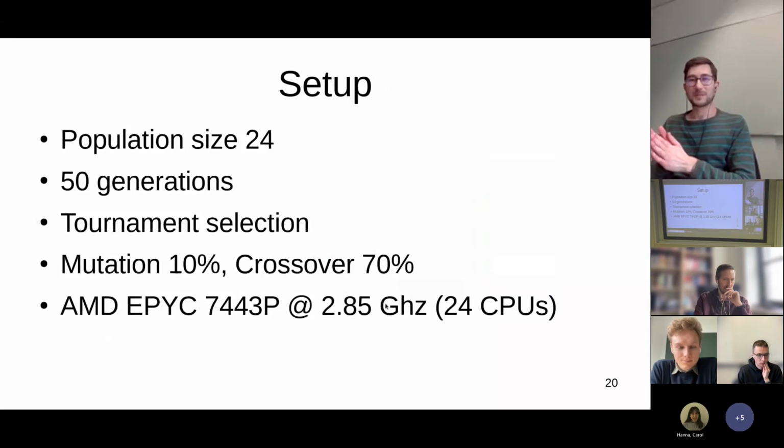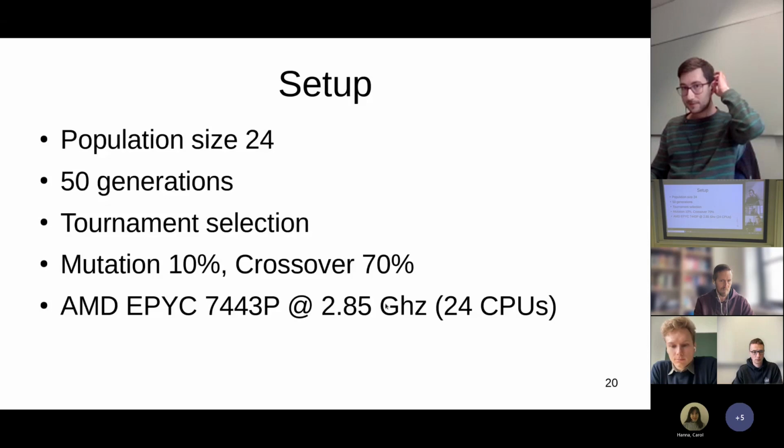So, a quick mention about the setup. For the genetic algorithm for GenProg, I used a population size of 24 and ran it for 50 generations. I used binary tournament selection and a 10% mutation rate and 70% crossover rate. I had to run this on rather potent hardware because, as we will see shortly, one of the problems is that test executions take really, really long. And so I had to essentially parallelize them and use a machine that has many CPUs to achieve that.